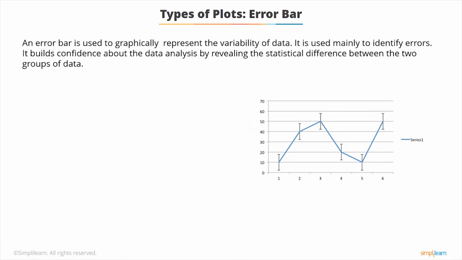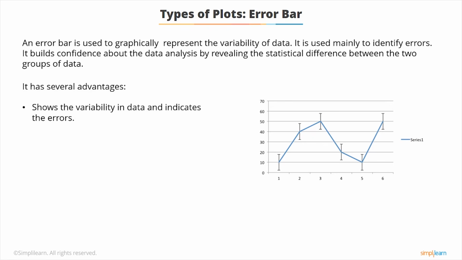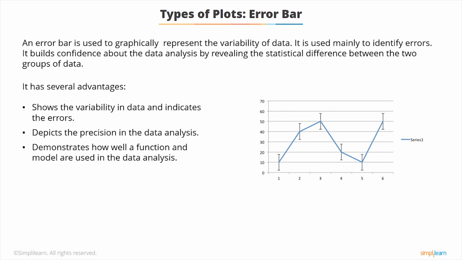Error bars. An error bar is used to show the graphical representation of the variability of data. It's used mainly to point out errors. It builds confidence about the data analysis by revealing the statistical differences between two groups of data. It has several advantages. It shows the variability in data and indicates the errors. It depicts the precision in the data analysis. It demonstrates how well a function or model is used in the data analysis. It defines the underlying data.